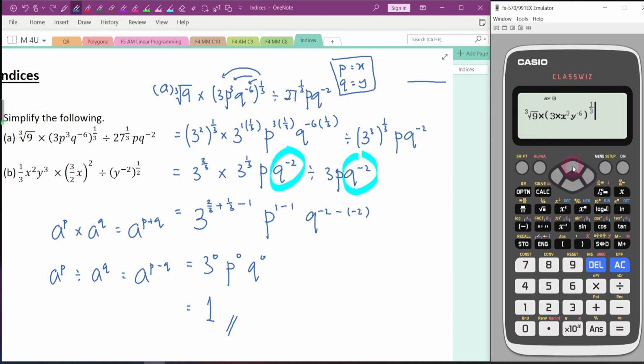This calculator is very easy for you to key in complicated expressions, because it's just what you see here. You key in directly into the calculator and it looks the same, right? So very easy for you to key in. Divided by 27 power 1 over 3.